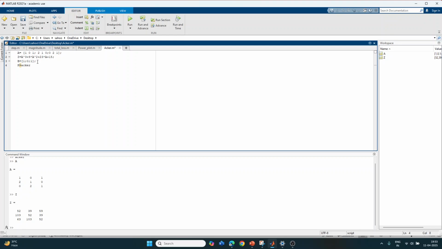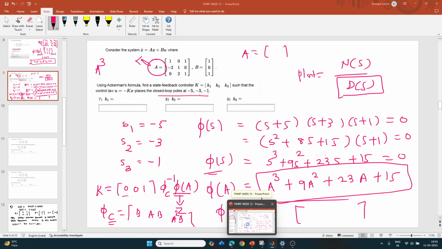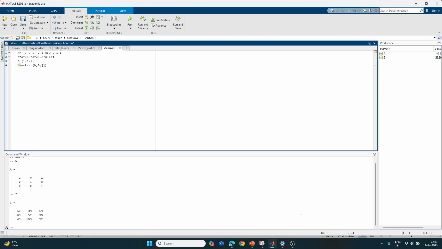Once you write ACKER here, you need to put curly brackets. In the curly brackets you have to pass the arguments. What are the arguments? You have the A matrix, then a comma, then the B matrix, then you put the pole locations. So what are the pole locations? The pole locations matrix will be -5, -3, -1.